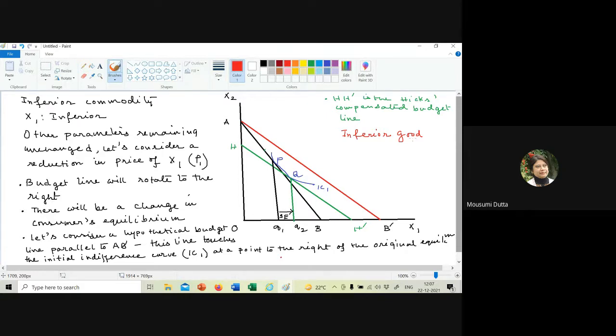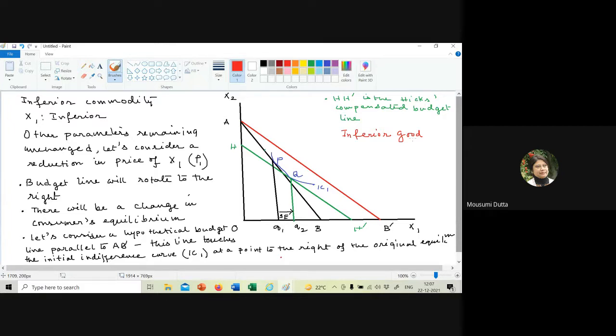And that movement from Q to some point along the AB prime is only because of change in real income of the consumer. Now I'm forgetting about the adjustment. I'm forgetting the fact that I used a mechanism to cut down the income. So that part we are not considering.